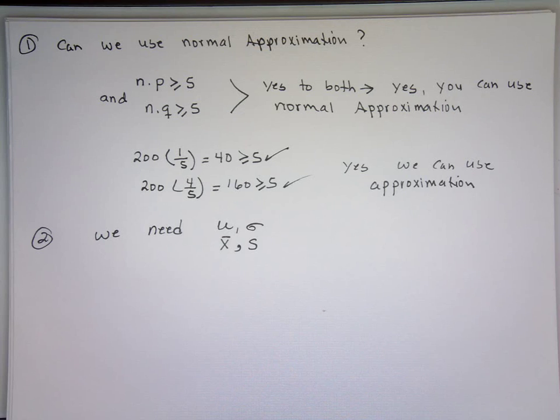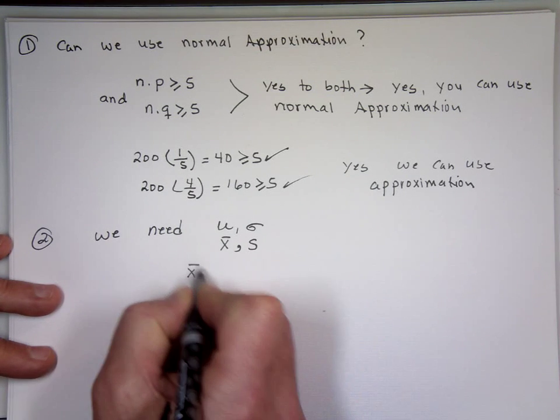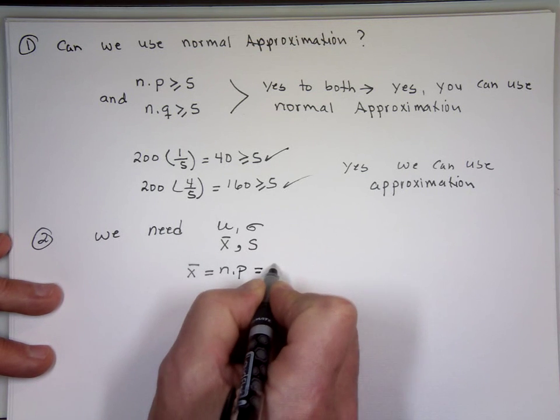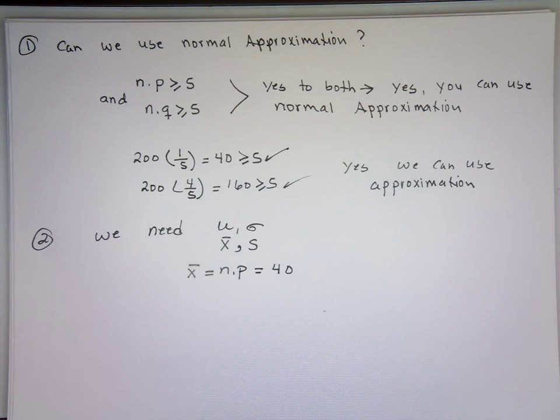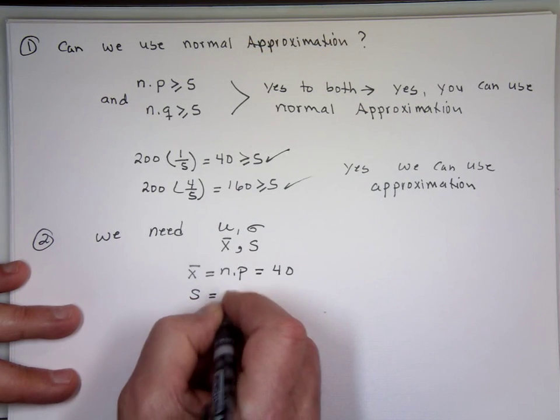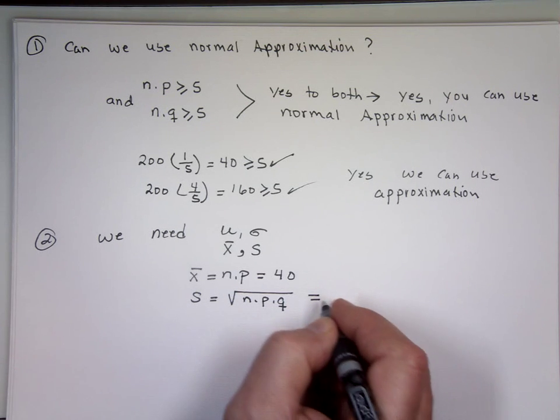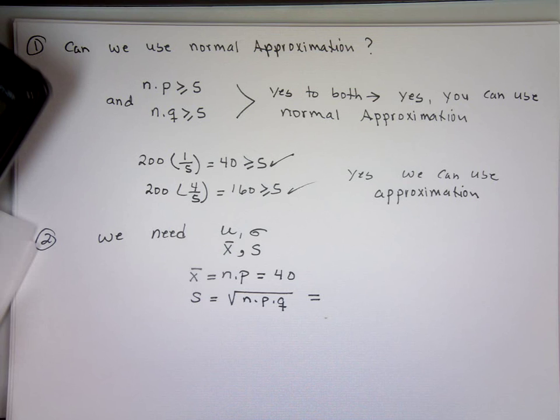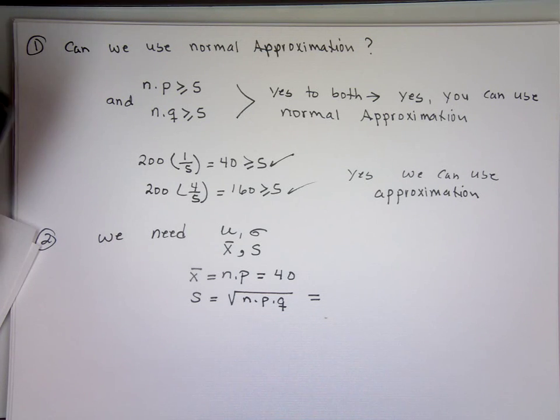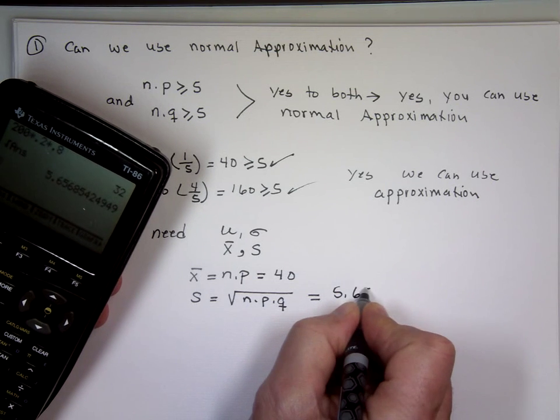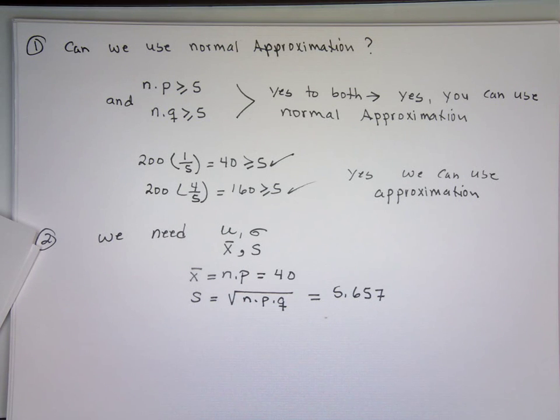Well, for binomial, those are easy to find. What was the average? Isn't that n times p, which is 40? And what's the standard deviation? Isn't that the square root of n times p times q? So for that, n is 200. P is what? 0.2. Q is what? 0.8. Take the square root of that number. It's 5.657. So we need the mean and the standard deviation. We got them.